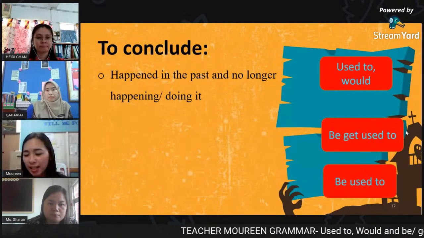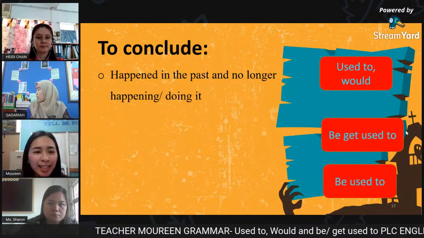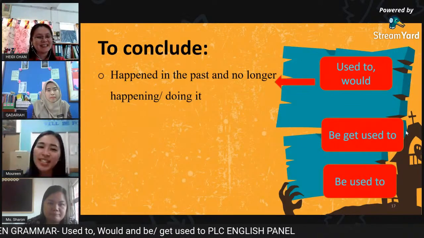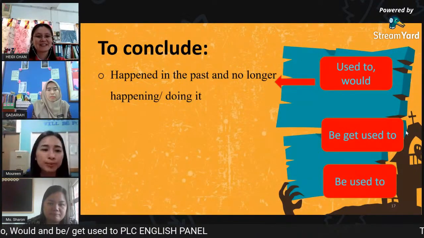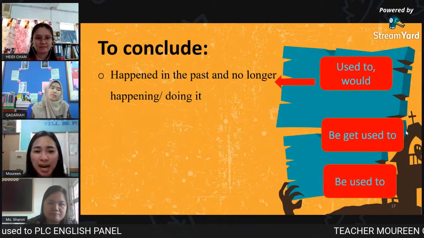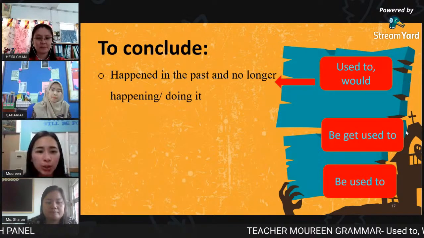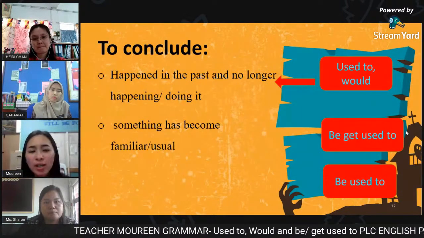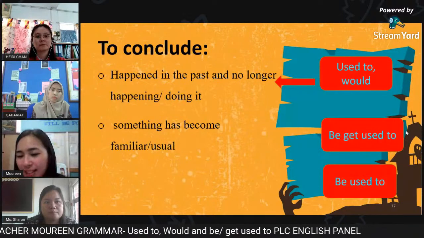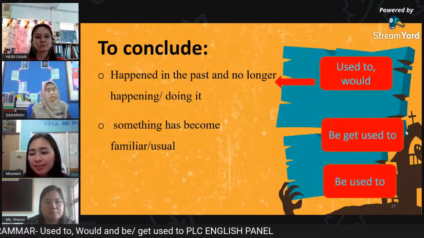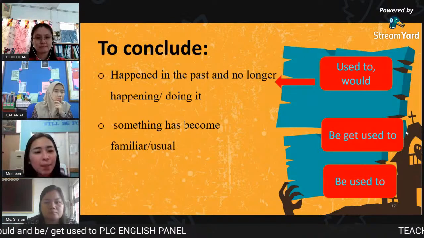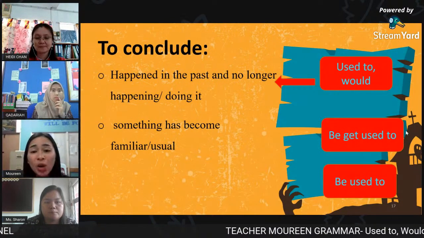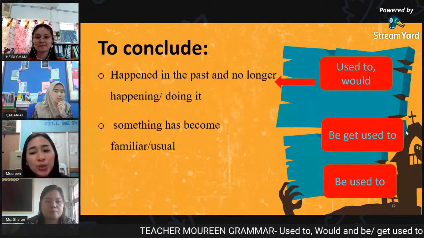Okay, how I wish it is in the class. I can just ask somebody to go and match. But never mind. So we will be using used to and would to explain something that happened in the past and is no longer happening or done. How about this one? Something has become familiar or usual. Which one do we use, class? One last one, please type in the chat box. Help me to conclude. Which one do you use when you want to talk about something that has become familiar or usual? Be get used to or be used to?